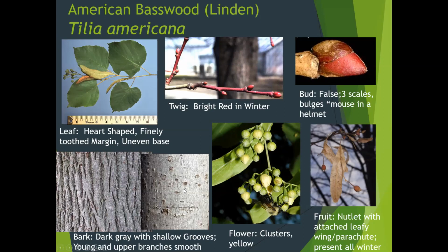The bark can be smooth when it's young. It almost looks like sugar maple, but of course this is an alternate tree. So if you see this, you can be confused by this, but double check those buds and make sure they're alternate. And it has very deep ridges and furrows in the bark.